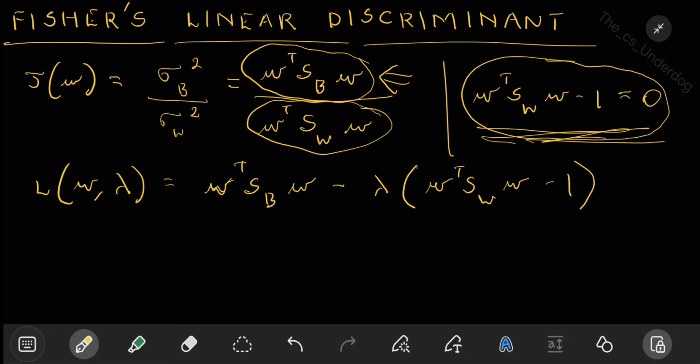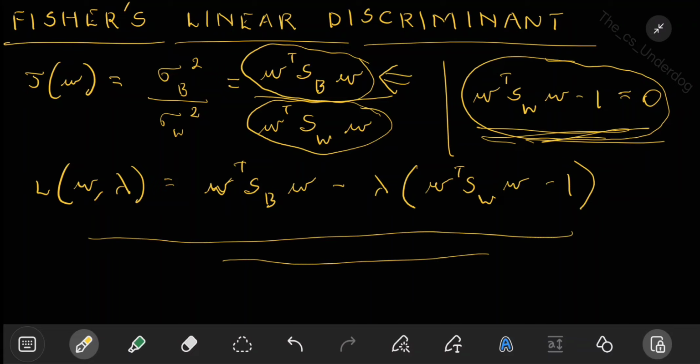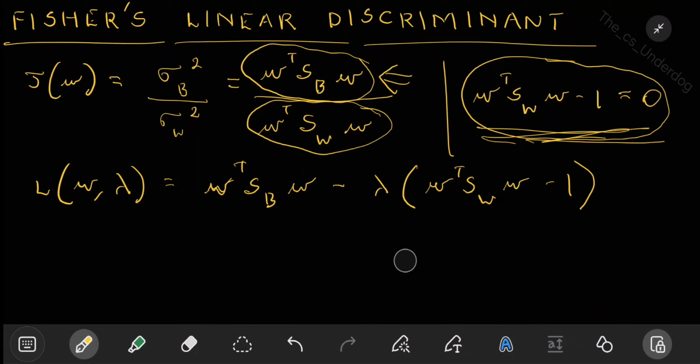W transpose W minus 1, this is your constraint. Now what you have to do is maximize this Lagrangian. How do you find the maximum value? You differentiate it with respect to W. So you have to do del by del W of L(W, lambda). You take the derivative and equate it to 0. That's how you maximize everything.